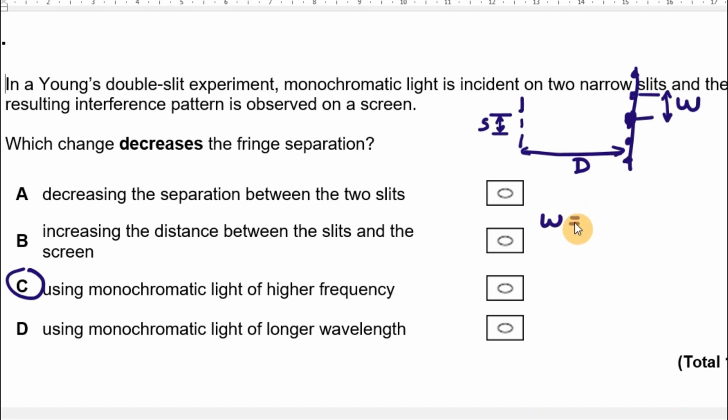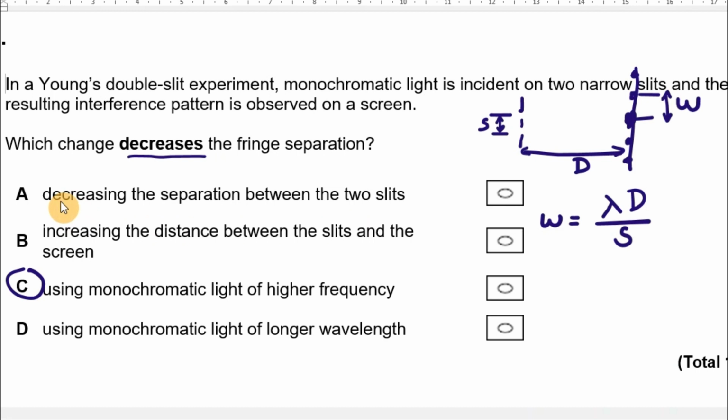The fringe separation is equal to the wavelength of the light multiplied by the distance between the slits and the screen over the separation of the slits. So we want to find a change which will decrease the fringe separation.